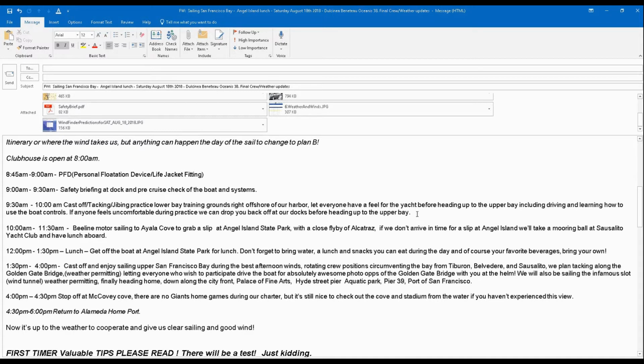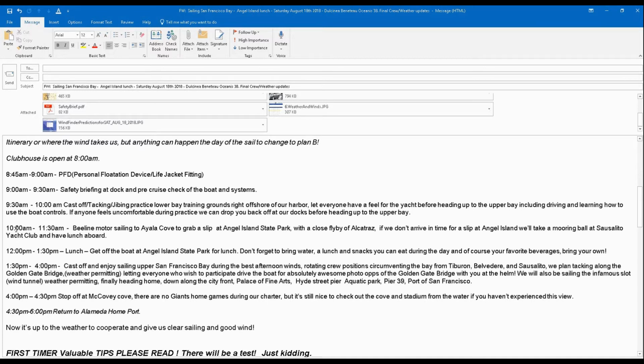Think about your guests that have never been on a boat, instead of thinking about yourself before you take them up there. Nobody wants to be stuck on a boat sick for the entire day. This gives you a chance to drop them back off before heading up.